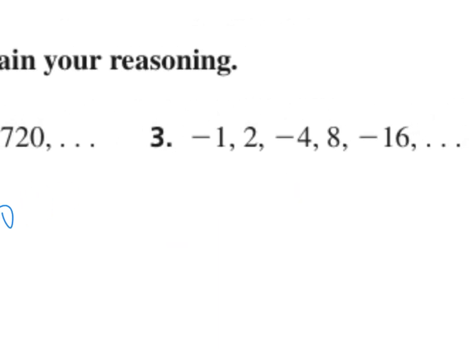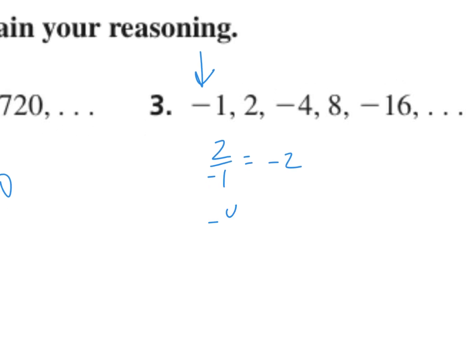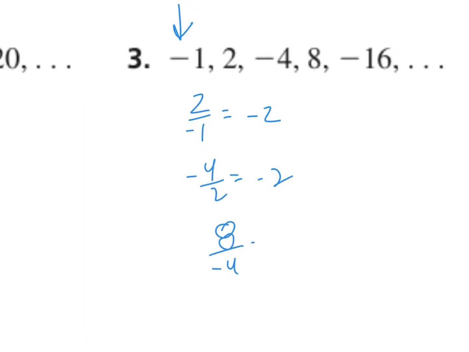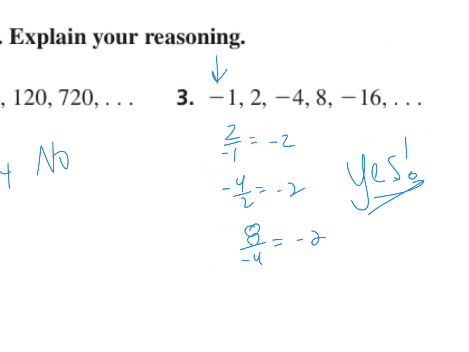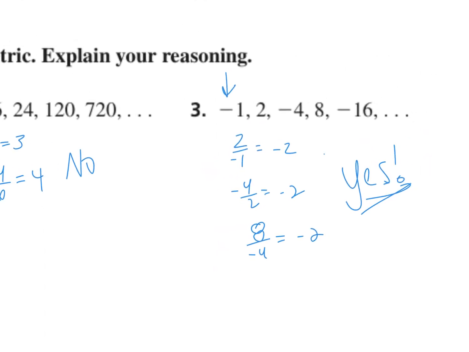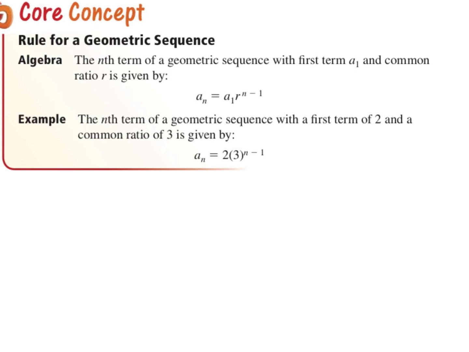Ooh, what do you guys notice about the signs here? They're alternating. So you know if this is a geometric sequence, your common ratio is going to be what kind of a number? Negative. Good. So let's say 2 over negative 1 is negative 2, right? So negative 4 over 2 is negative 2. 8 over negative 4 is negative 2. Is this geometric? Yes. And then what's your common ratio this time? Negative 2. You're right. All right. Good job.